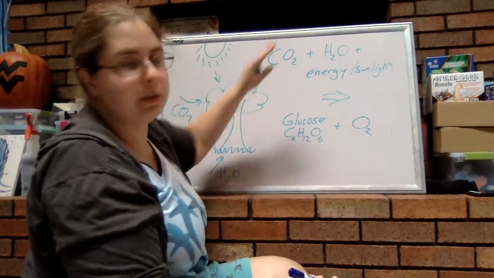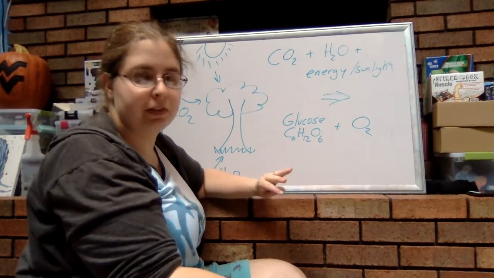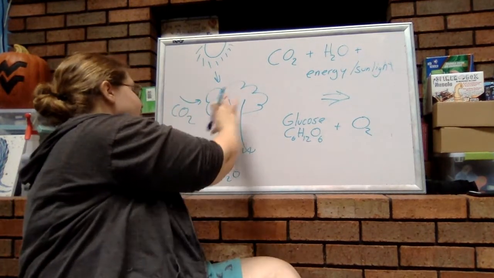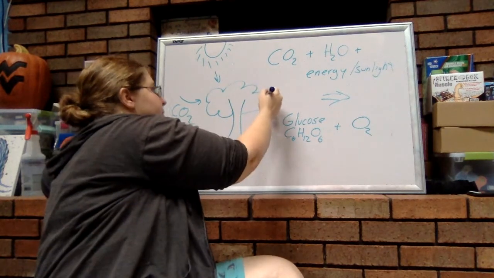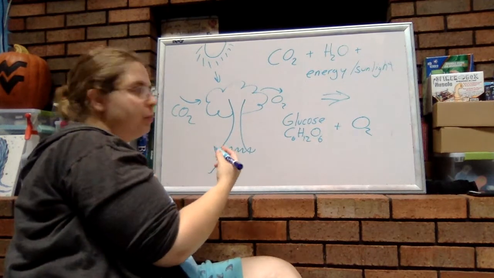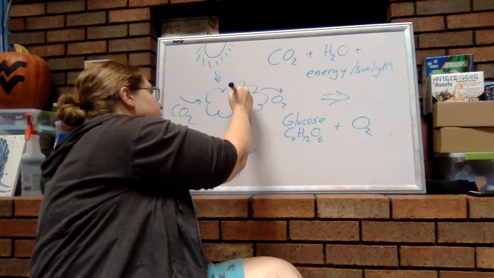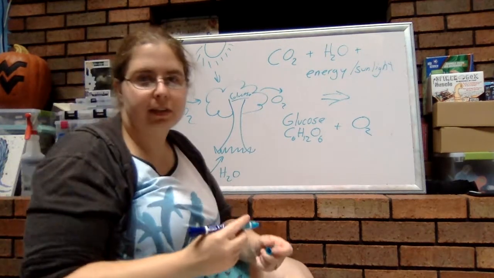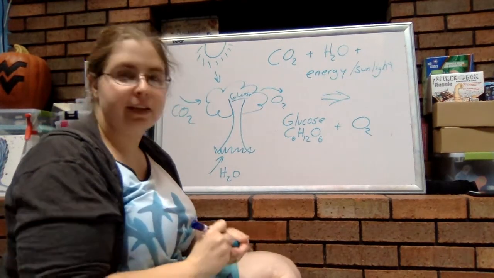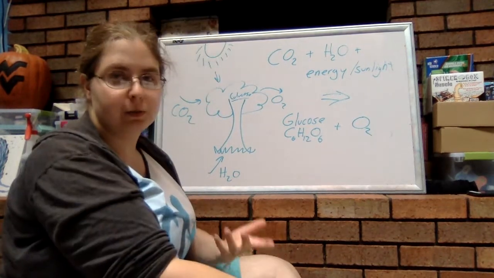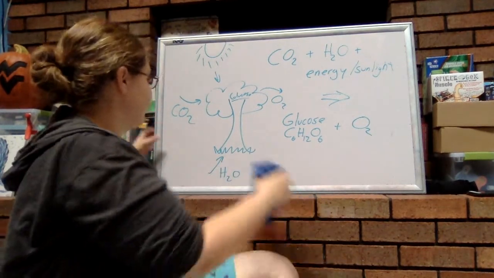Now, this is by no means a balanced equation. That's why I'm going to rewrite it. So carbon dioxide goes in, water goes in, oxygen gas is released. That's why plants are important. And the glucose will stay in the cells because once it's done being made, it's actually going to be sent to the mitochondria in order to run cellular respiration and provide energy for their cells.